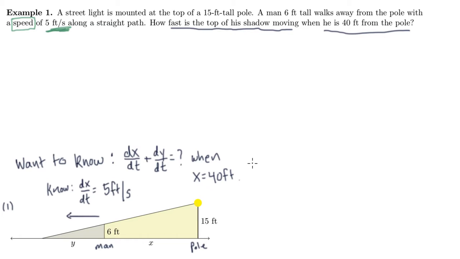So that is the completion of step 1. We drew the picture, labeled the relevant quantities, stated what we know, stated what we want to know, exactly when we want to know it. Okay? So then, moving on, step 2 is to relate x and y.